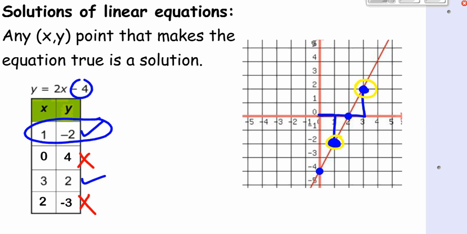Let's check these other 2 that didn't work. So let's see, I've got 0, 4. Let's see what that looks like. All right, so over here, x is 0, y is 4. That point is up here. It clearly is not on that line. And when x is 2 and y is negative 3, that's down here, also not on the line. So for it to be a solution, it has to make the equation true and it has to be on the line. If it doesn't fit either one of those criteria, then it is not a solution to the linear function.